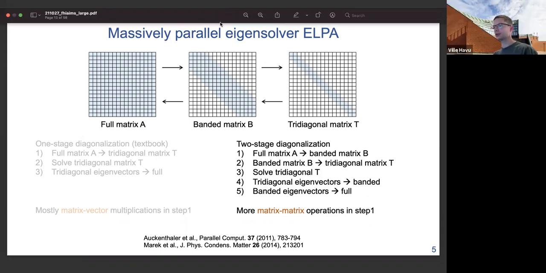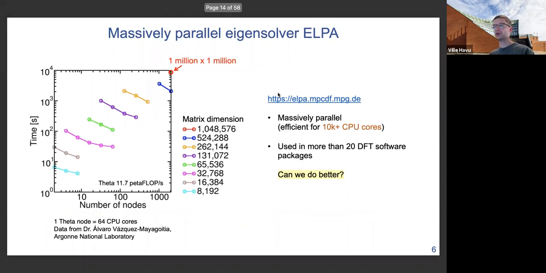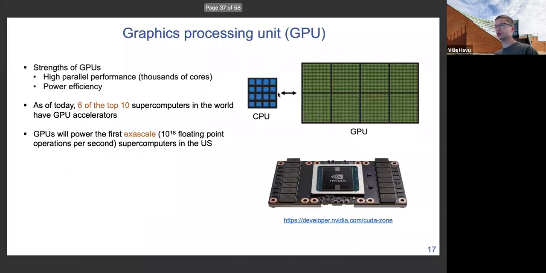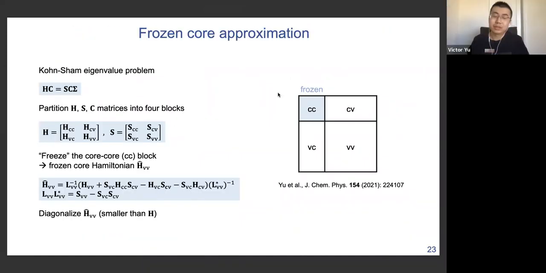Yes, so I have one question, Victor. In the frozen core approximation, it's new to me. When you apply the cutoff energy, how do you know which objects to cut before you solve the eigenvalue problem? We use the solution of the atomic problem. Yeah.